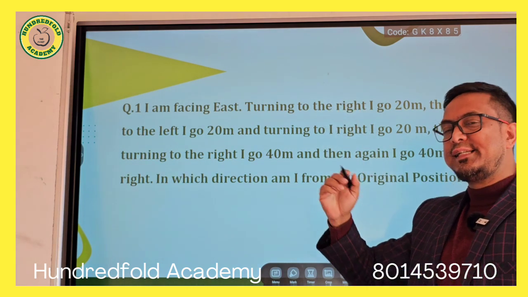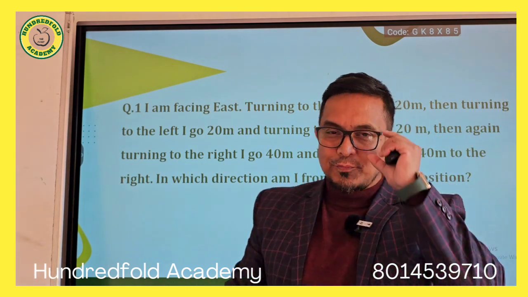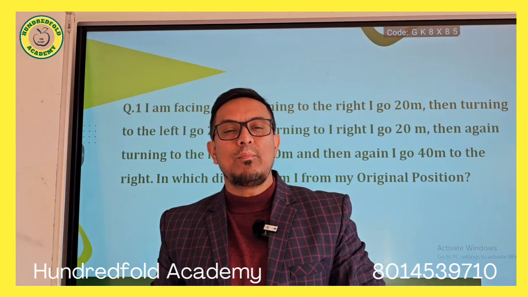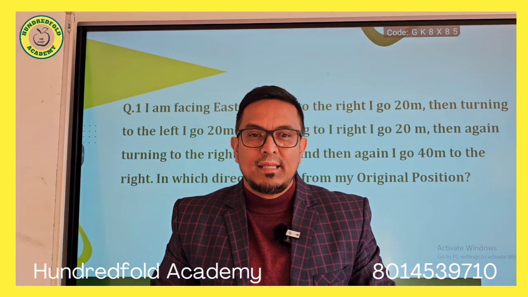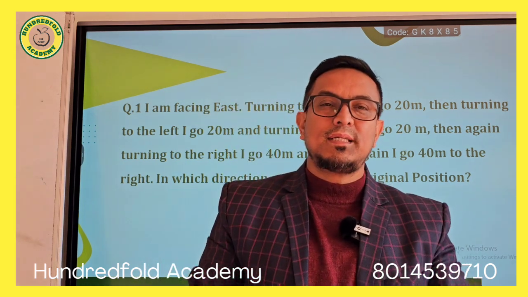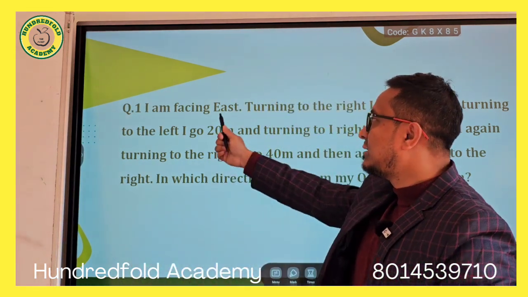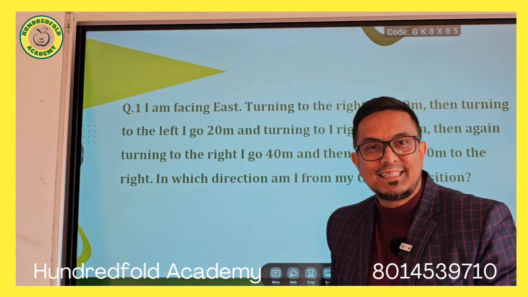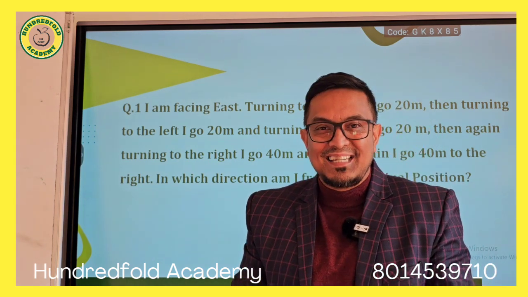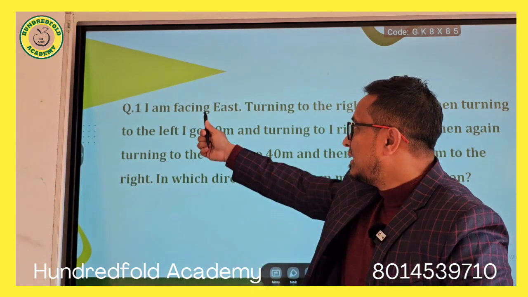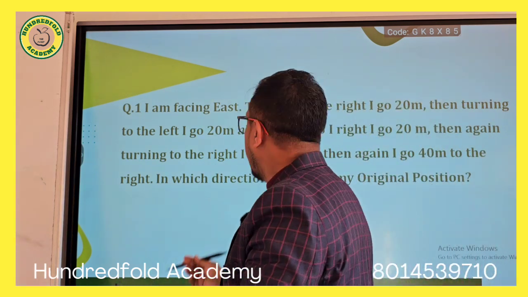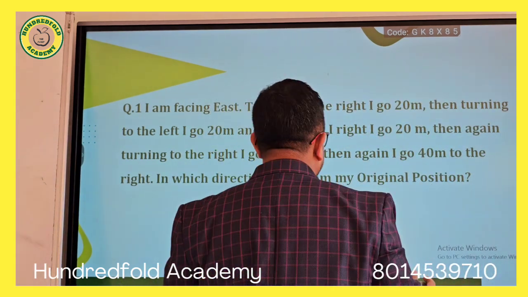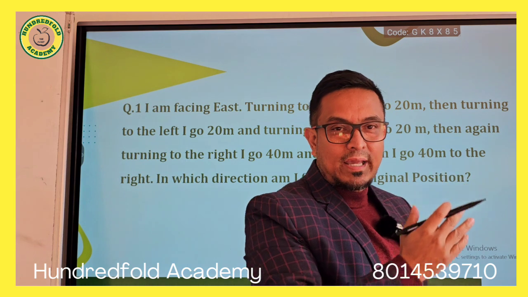I am facing east. All right, so the mistake students make is the moment this person says I am facing east, they start drawing that this person is moving east. Here they didn't say he is moving east. He's just facing east. You see? So you've got to be very careful. He's facing east and immediately he turned. Let's say I'm facing east and then I turn to my right immediately. So I walk to my right.